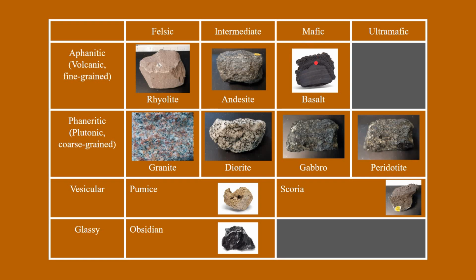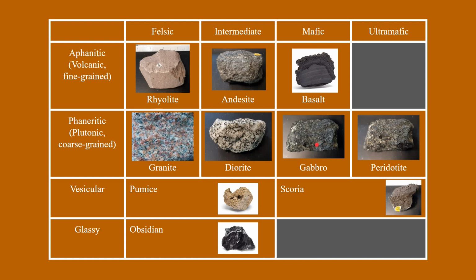Now, if you get the same compositions as above, but you form them deep underground, the intrusive equivalent of a rhyolite is a granite. A lot of silica there still. Intrusive andesite is a diorite, sort of moderate composition between felsic and mafic. And again, the intrusive form of a basalt is a gabbro.